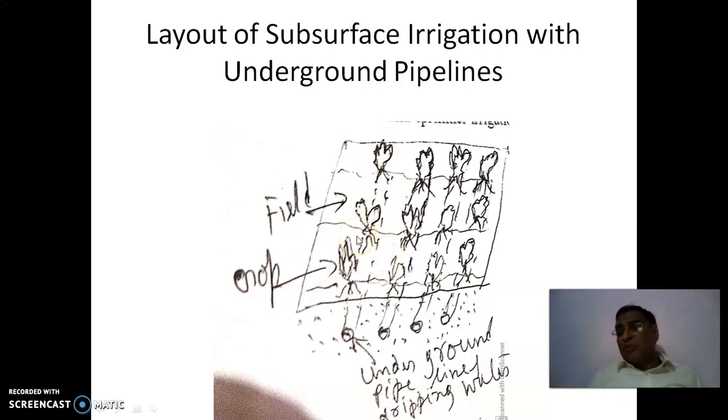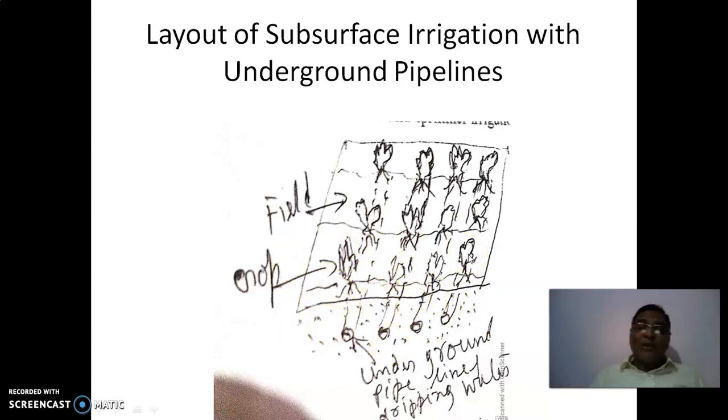So this is a much more efficient method, almost like a dripping method. In fact, it is underground. Even the evaporation losses that occur in drip irrigation or sprinkler irrigation are curtailed. So this is a very efficient method. The subsurface underground pipeline dripping water method is also very useful.